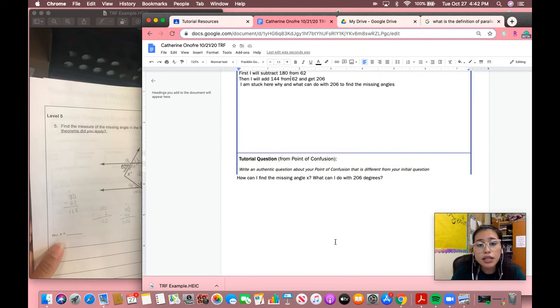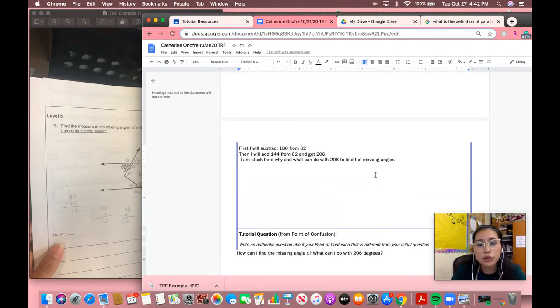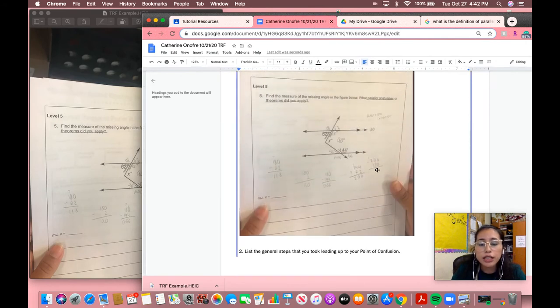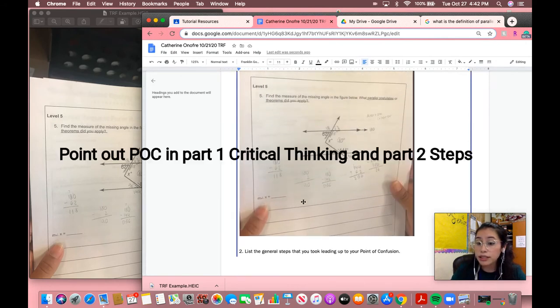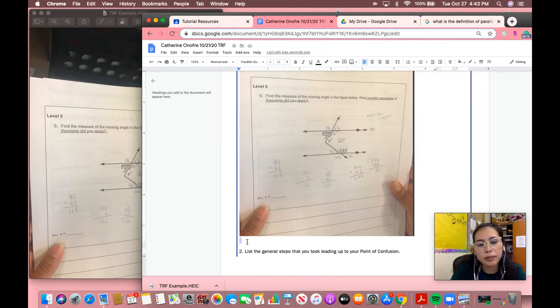And the last section is the tutorial question. Now you always need to make sure that you circle where you're confused. So I haven't done it yet here, but you could write it down here. That would probably be easier if you're not too tech savvy. You could write on here. You just have to know your computer or device.